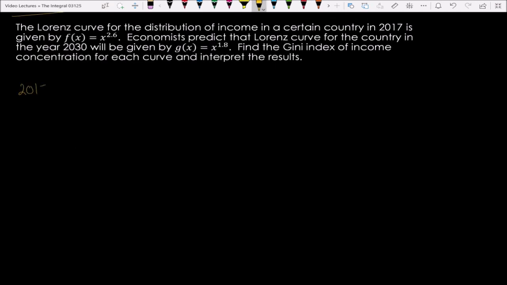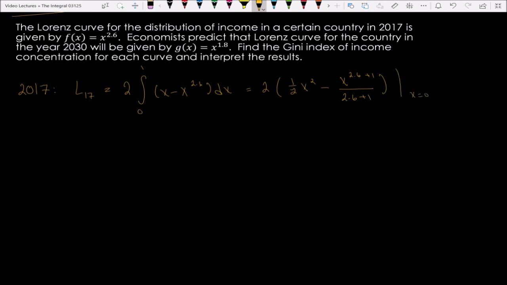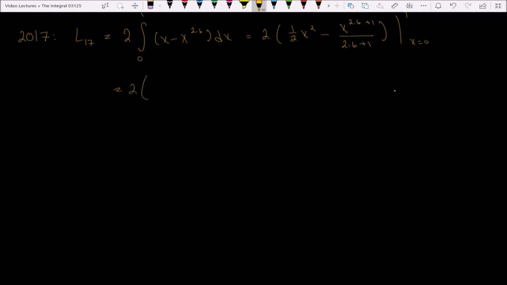In 2017, the Gini index, let's call it L sub 17, will be 2 times the integral from 0 to 1 of x minus x to the 2.6 dx. This is 2 times 1/2 x squared minus x to the 2.6 plus 1 over 2.6 plus 1, evaluated 0 to 1. Now this is 2 times 1/2 x squared minus x to the 3.6 divided by 3.6, again evaluated from 0 to 1. And this will give us about 0.444. In fact, it's 0.4 repeating. So that is the Gini index in 2017.